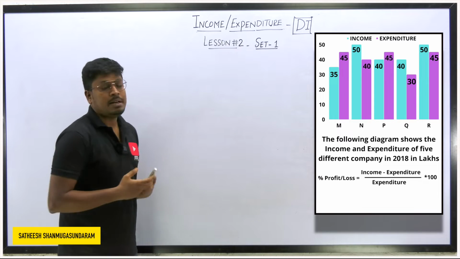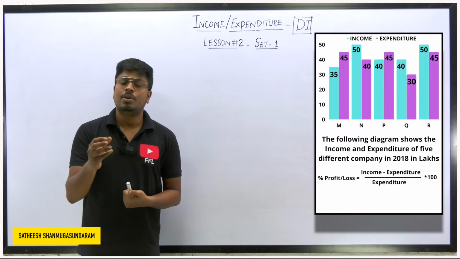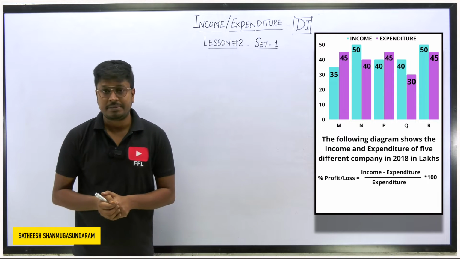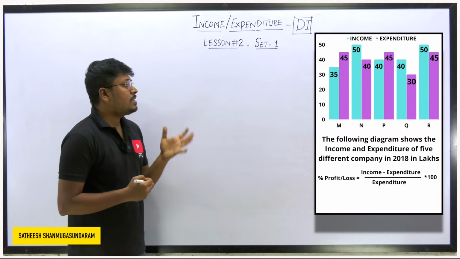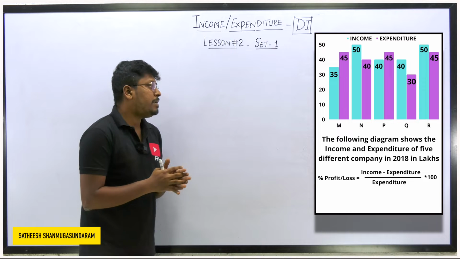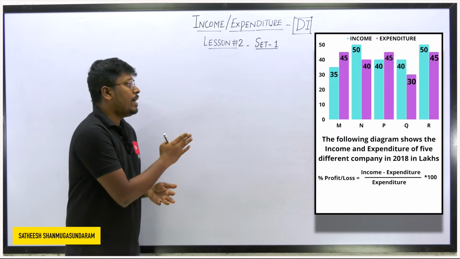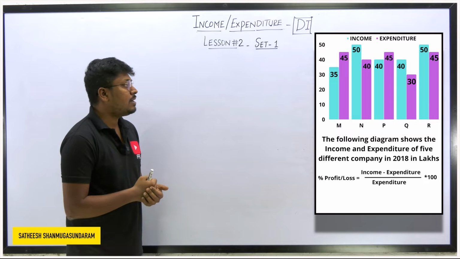From this lesson number 2, we can solve some questions based on DA on the concept of income and expenditure. Here you can see the chart, which is based upon 5 firms, 5 companies, that is M, N, P, Q, R. Income value has been given and expenditure value has been given, and all the values are given in lakhs.